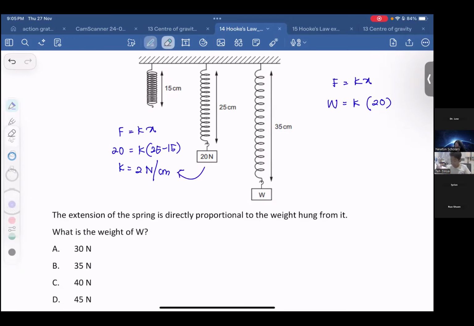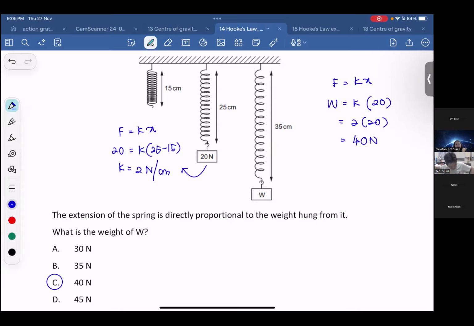You can use this case to find your k first, because this is the same spring. We just exchange to a heavier load only. So the k won't be changed. The k won't be changed. So we continue using the k. Megan correct, Emily correct. So here the k is 2 times 20. So your answer should be 40 Newton. Answer is C. But this is the physics way. We find the spring constant and apply it in the formula.